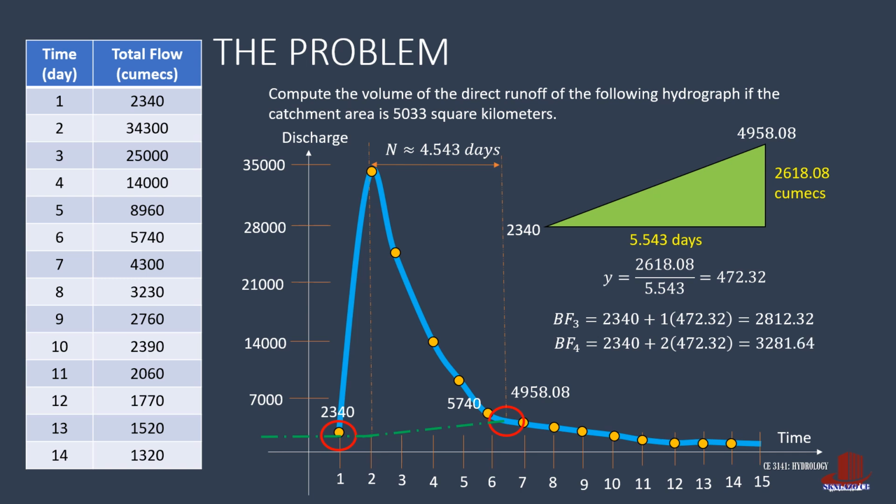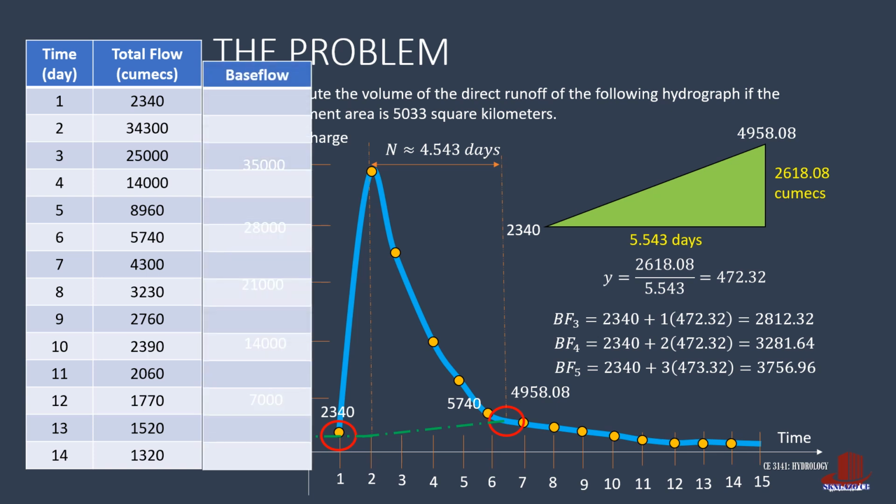2340 plus twice of 472.32, simplified into 3281.64. On the fifth day, this has the ordinate of 2340 plus thrice of 472.32, which makes 3756.96.